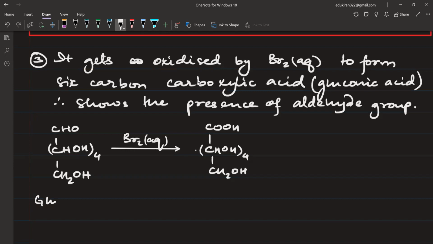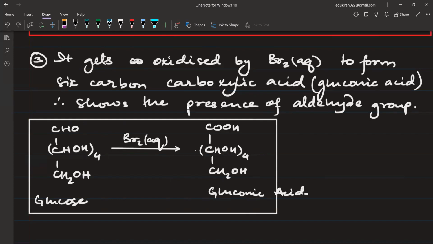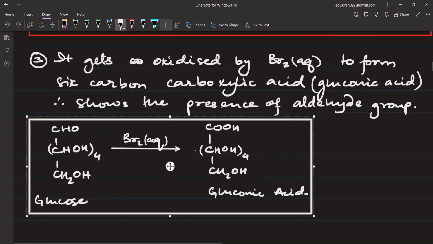This is glucose. Write the reaction. This is gluconic acid. It shows the presence of aldehyde group. देखिए ये दोनों चीज में आ सकता है, ठीक है ना. How to show that glucose has aldehyde group, then you will show this reaction. Then they can also ask you this type of question, what happens when glucose reacts with Br2 aqueous. ठीक है, so दोनों तरह के सवाल आपसे पूछे जा सकते हैं. ये reaction है, and it is also proof that aldehyde group is present.